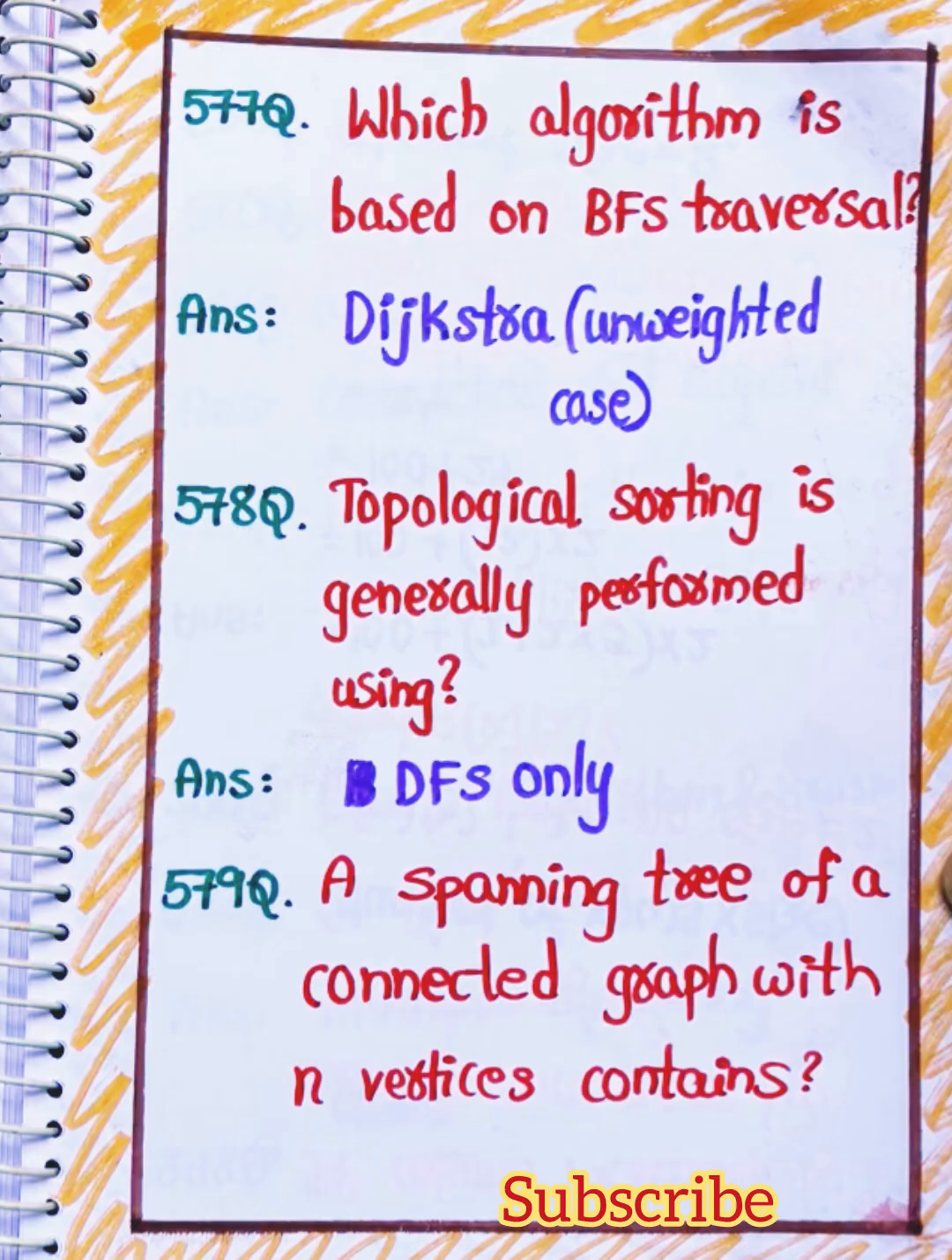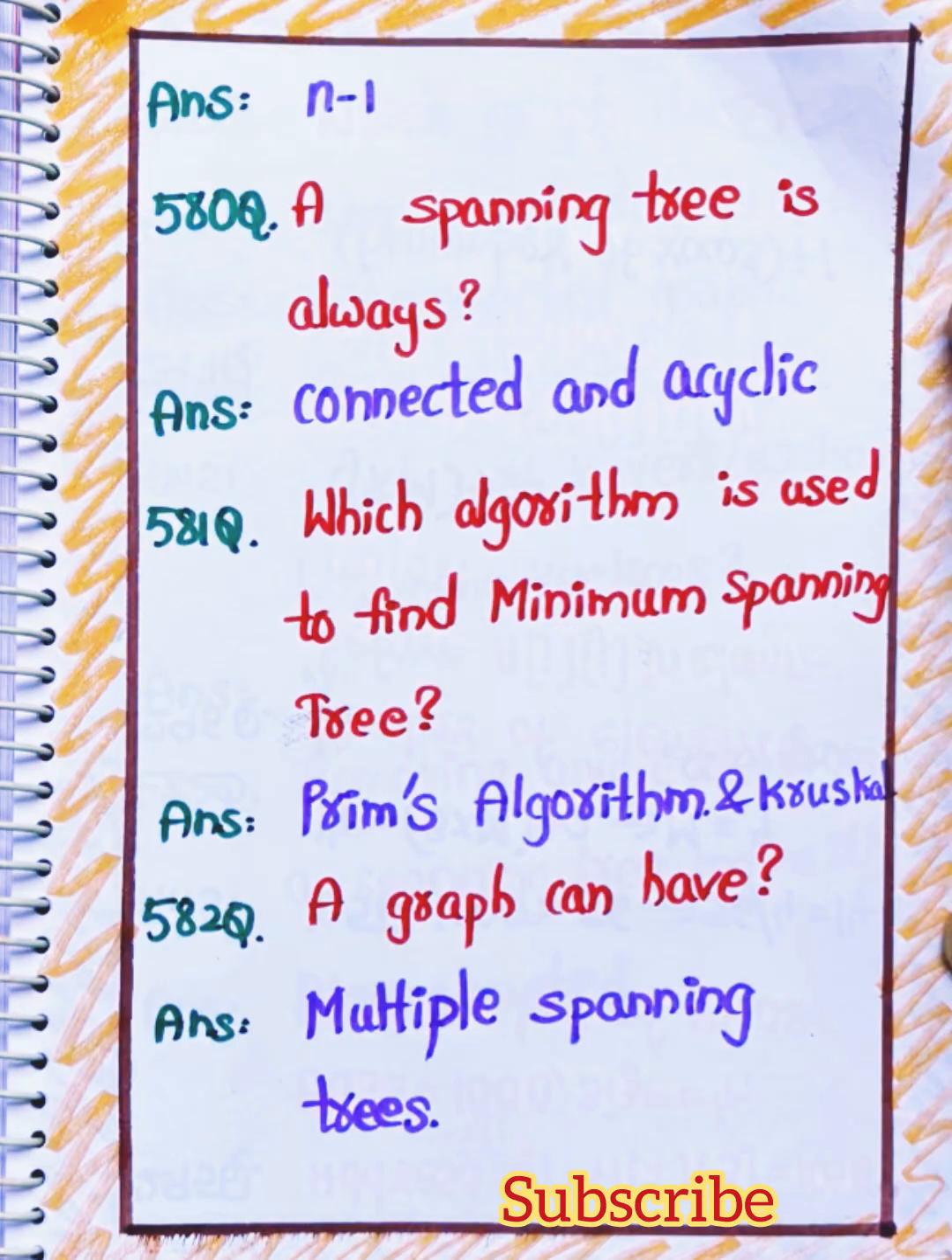A spanning tree of a connected graph with n vertices contains n-1 edges. Next question. A spanning tree is always connected and acyclic. Next question. Which algorithm is used to find minimum spanning tree? Prim's algorithm and Kruskal's algorithm. A graph can have multiple spanning trees.